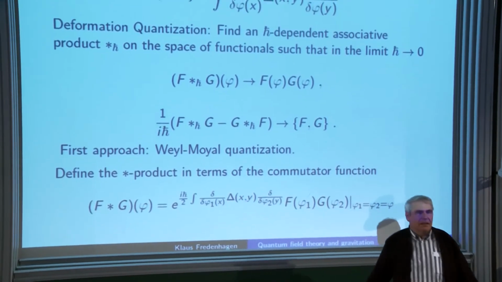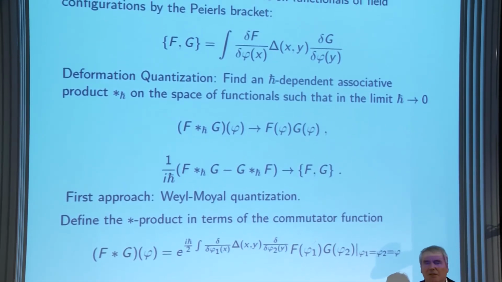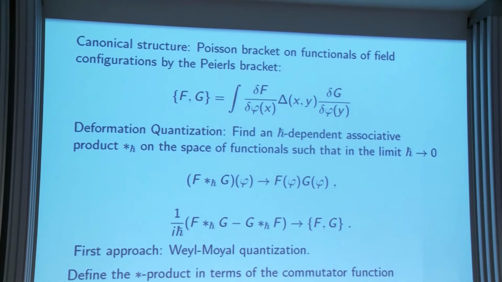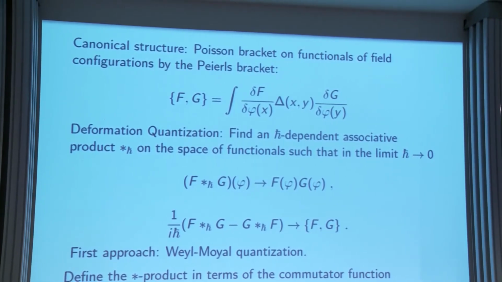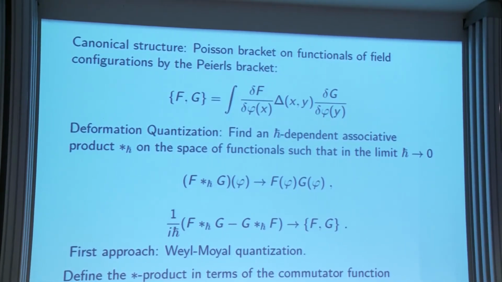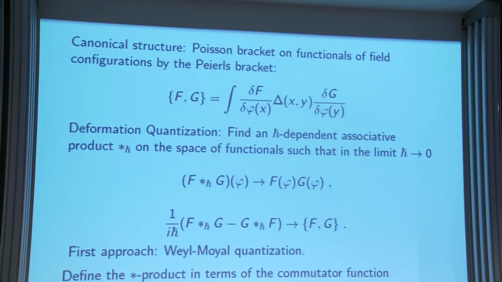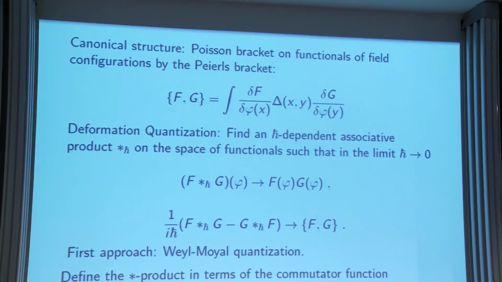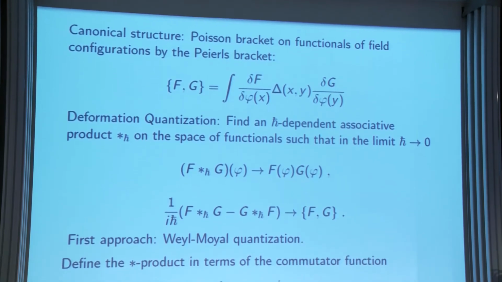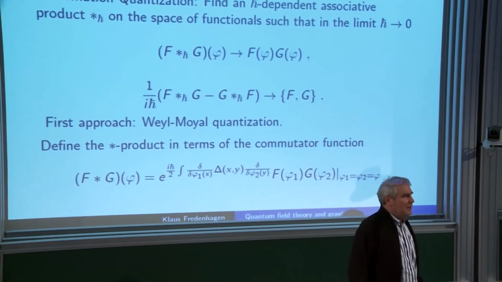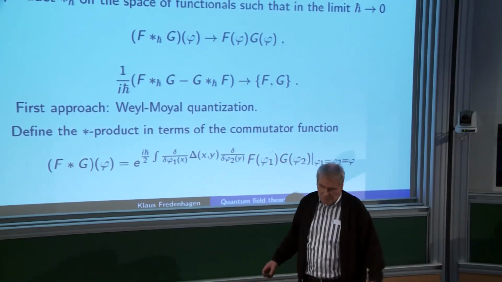Okay, now I can extend the Poisson bracket to this larger set of functionals by the following formula. So the Poisson bracket of two such functionals, capital F and capital G, is just given in terms of this commutator function integrated with the functional derivatives of F and G. And this has all properties of a Poisson bracket and was originally defined by Peierls, the so-called Peierls bracket.